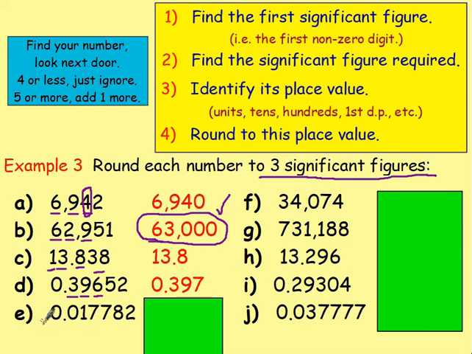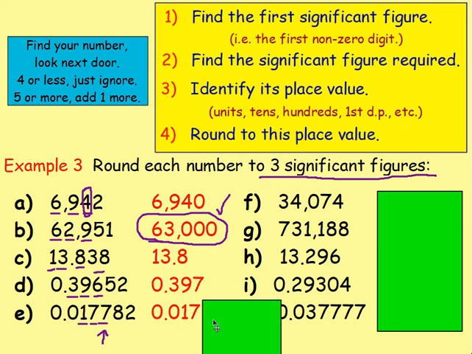With E, the first digit that is not a 0 is the 1, so that's the first significant figure. There is the second, there is the third. That's the third significant figure, which we have found. We want to round that to 4 decimal places because that third significant figure is in the 4th decimal place. So to do that, find your number, look next door, it's 5 or more, so you add one more. So the 7 will go up to an 8, and you write nothing after it. So you will have 0.0178.